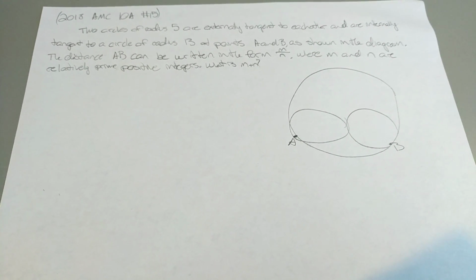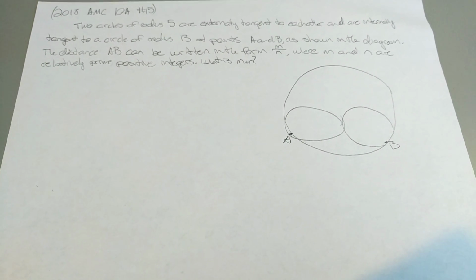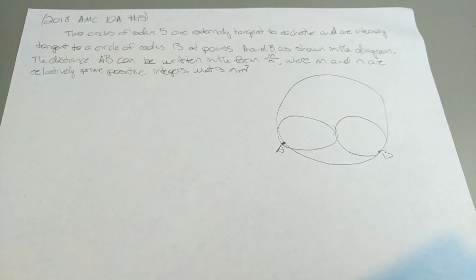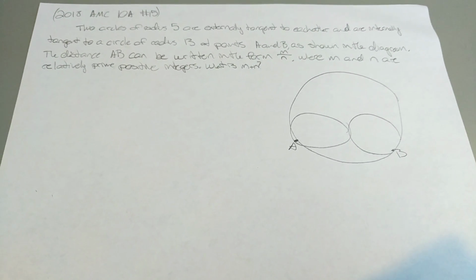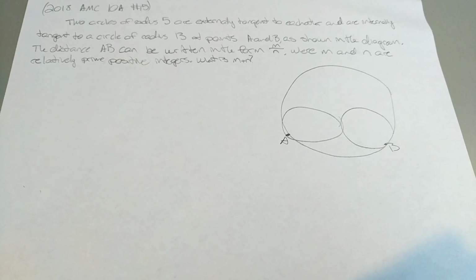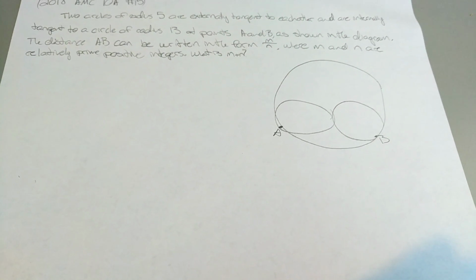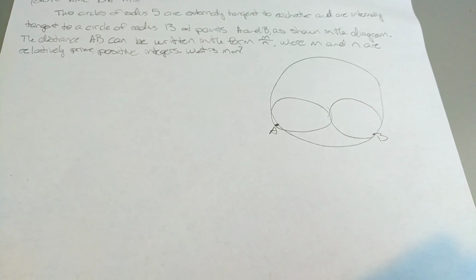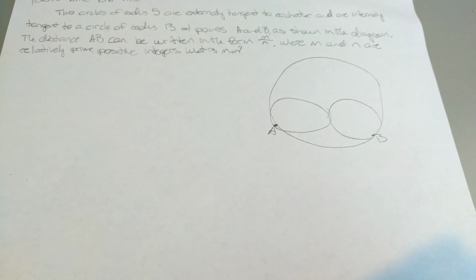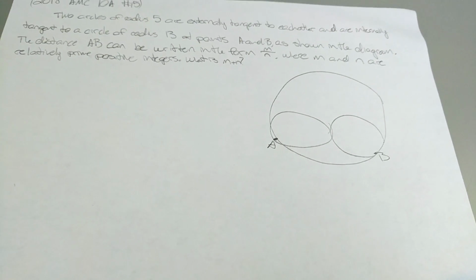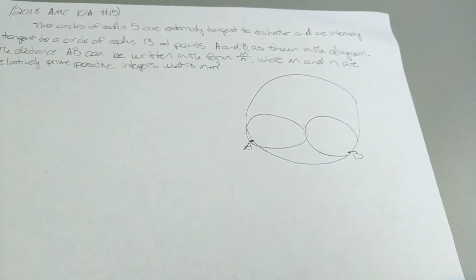This is the 2018 AMC 10A number 15. The two circles of radius 5 are externally tangent to each other and are internally tangent to the circle of radius 13 at points A and B, as shown in the diagram. The distance AB can be written in the form m over n, where m and n are relatively prime positive integers. What is m plus n?